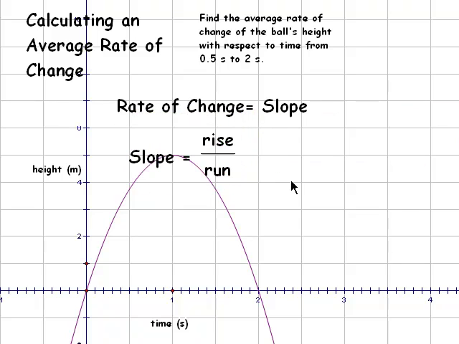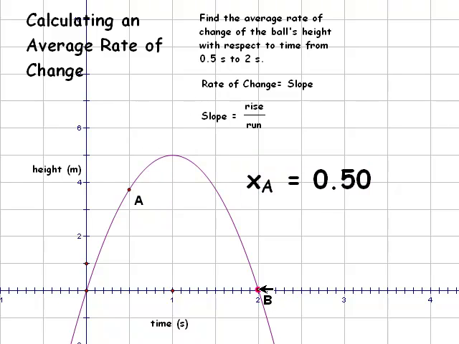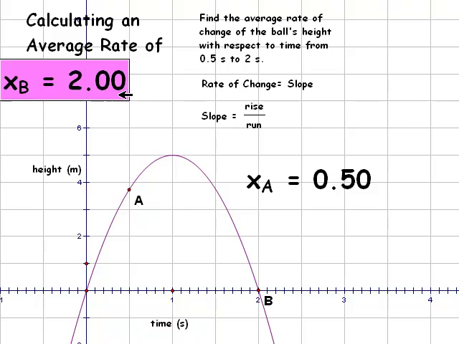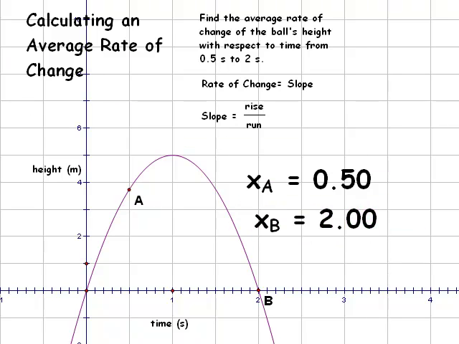Now, the slope is equal to the rise over the run. So if we can just find those 2 points, all we have to do is calculate the slope of the line that runs between those 2 points. And so we have a point at 1/2 second, which I'm going to label as A, and our second point is at 2 seconds, which happens to be right when the rock hits the ground. And to find the average rate of change of the ball's height with respect to time, all we have to do is find the slope of the line between point A and point B. And so the slope of this line is all we're after.